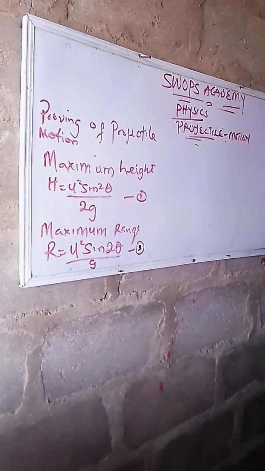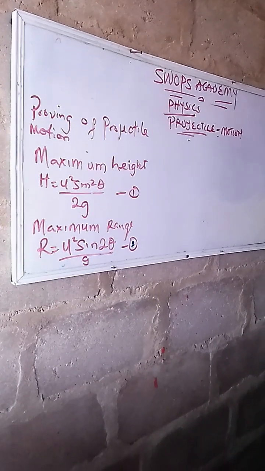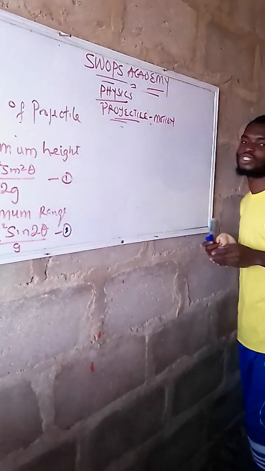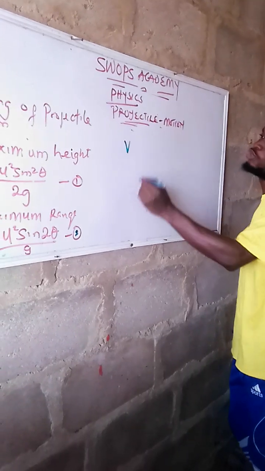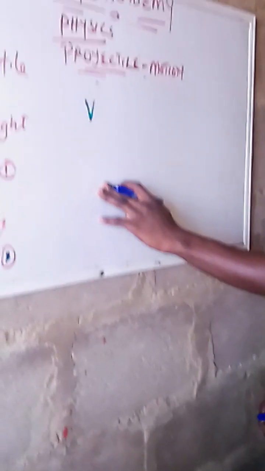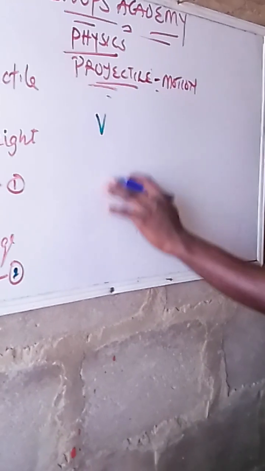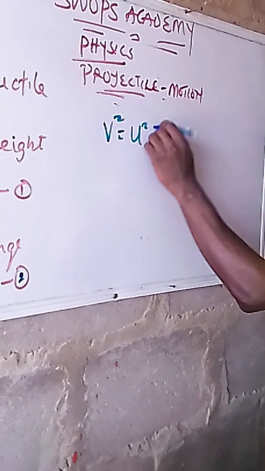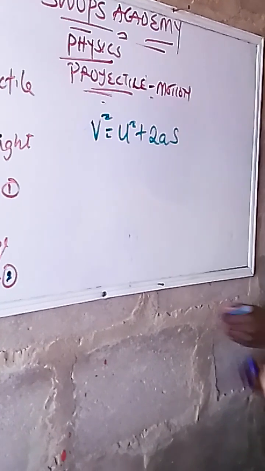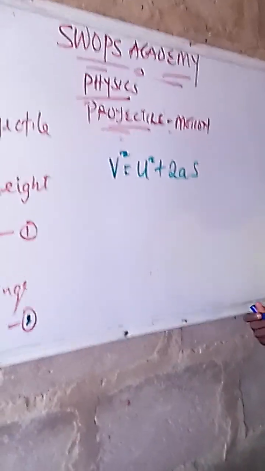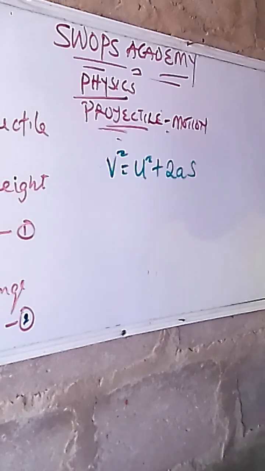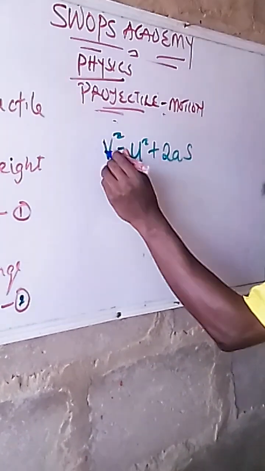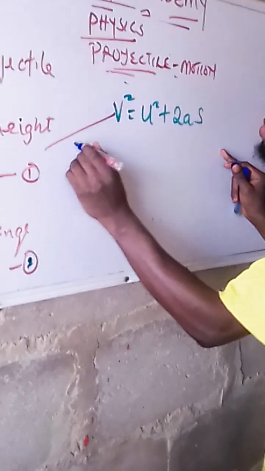So now, recall from your equations of motion. We have three different equations of motion. You will now make use of the second equation of motion, which is v square equals u square plus 2as. So please, one thing I need, this is the first step: you have to cram that. V square equals u square plus 2as. This is the equation we are going to use to prove this.